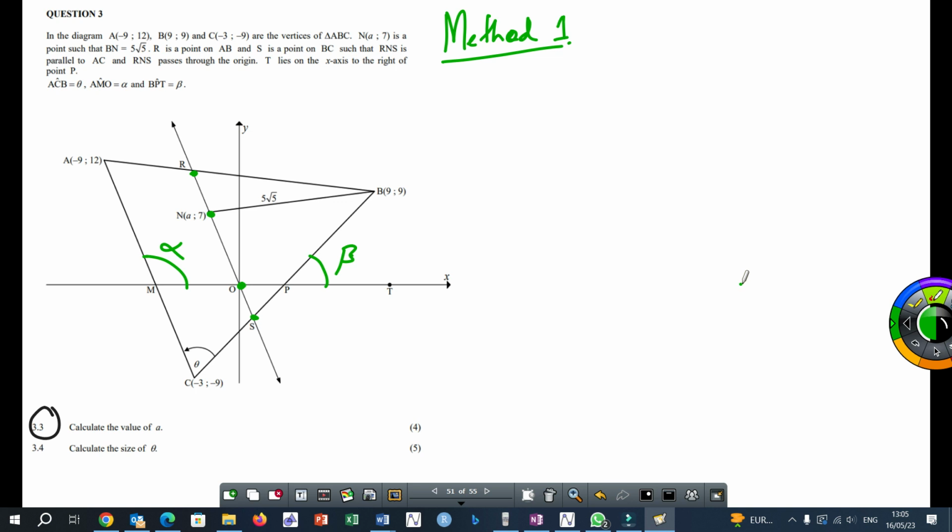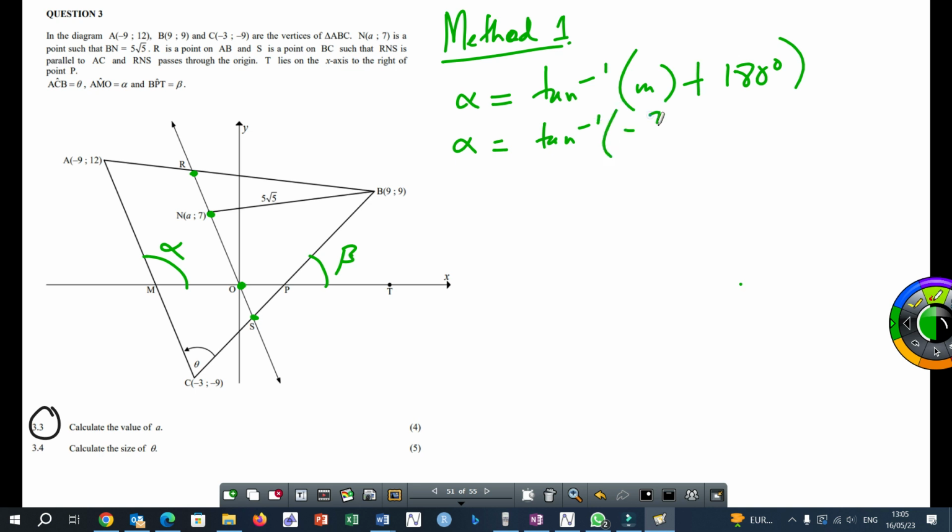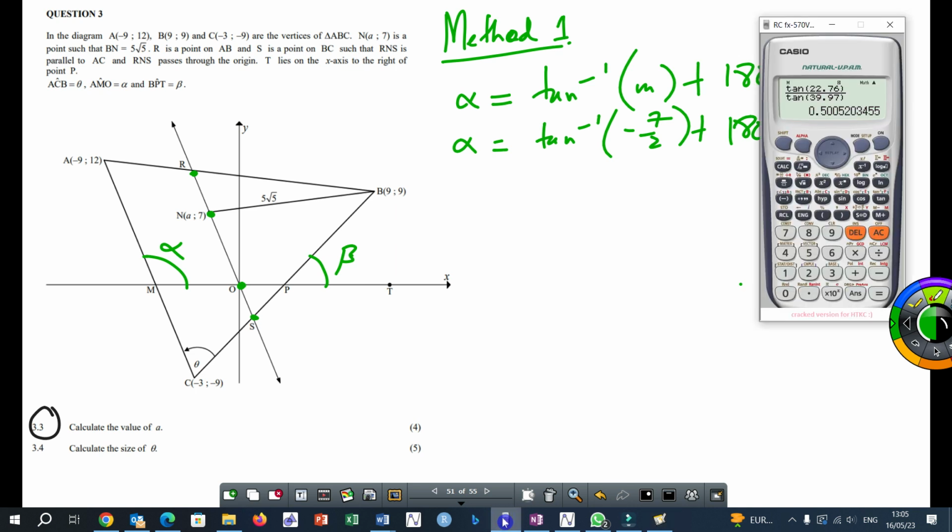Let's get on. So, method 1, first, I'm going to determine alpha. Okay? So, alpha is going to be equal to shift tan of m plus 180 degrees. Okay? I know the gradient of AC is minus 7 over 2. So this means alpha will be equal to shift tan of minus 7 over 2 plus 180 degrees. Then I'll take out my calculator.